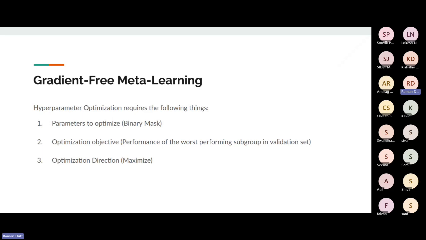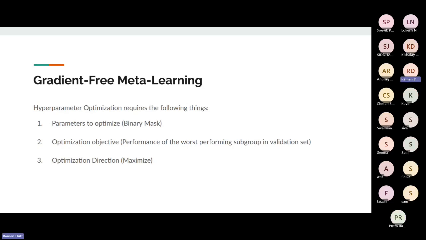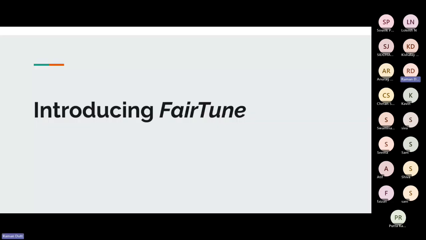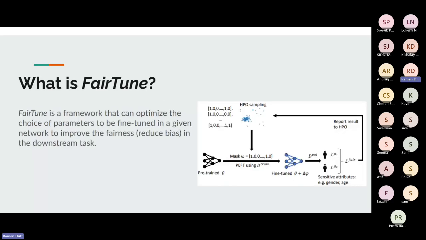And finally, you need to give an optimization direction. Our direction is maximizing. Basically, we want to maximize the performance of the worst performing subgroup in our validation set. So given all of this background information, now I'll introduce the framework we proposed in the paper, which is called FairTune. It is basically a framework that can optimize the choice of parameters to be fine-tuned in a model to improve fairness on the downstream task.